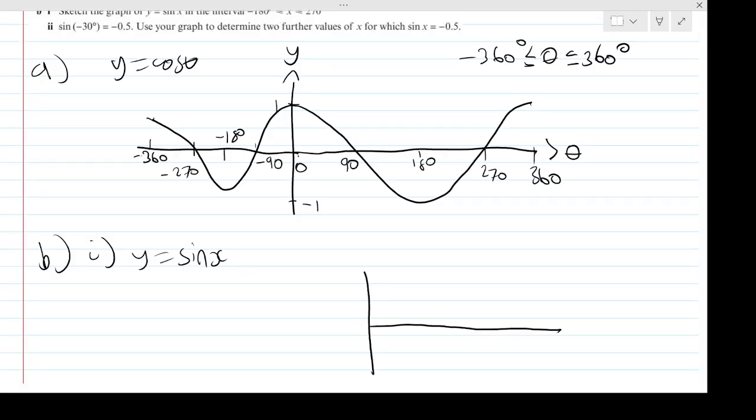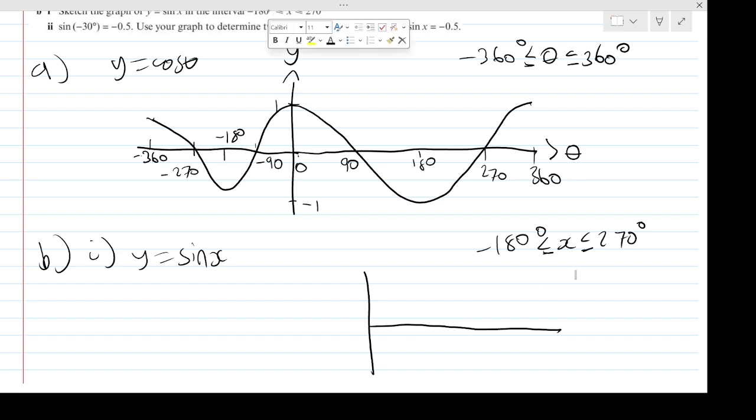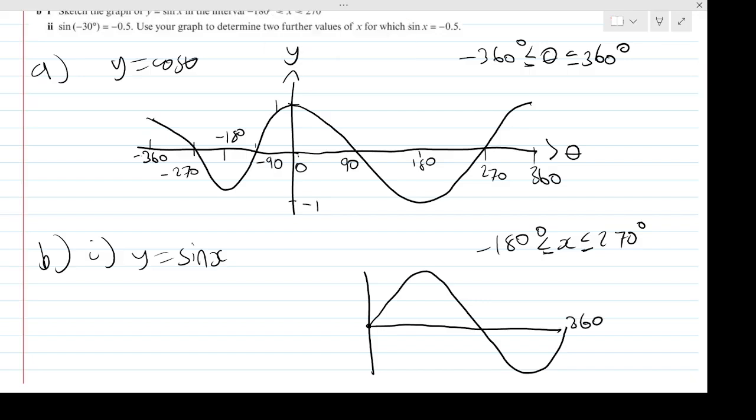Between 0 and 270. So if I copy the interval here, we need to go to 270, right? With that in mind, the sine graph starts at 0, and then has the same sort of behaviour as the cosine. Now, if I drew it all the way to here, this would be 360, and this is 270 down here at the minimum value of -1.